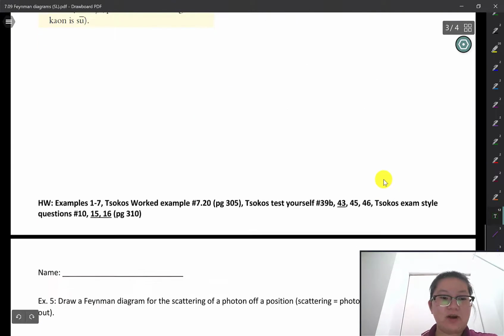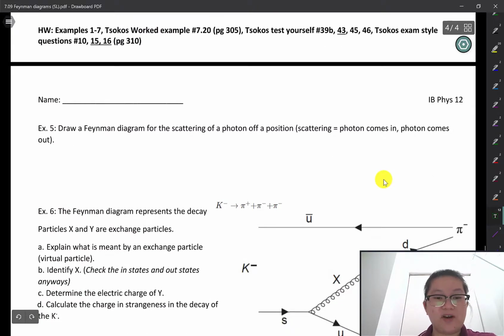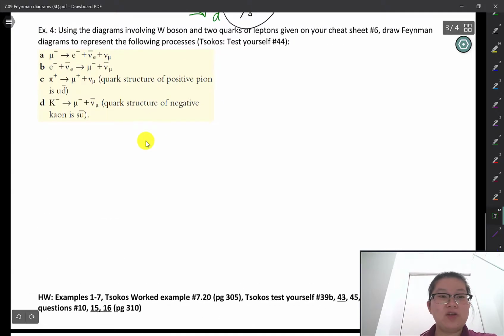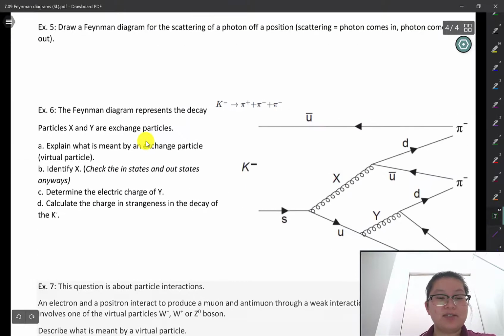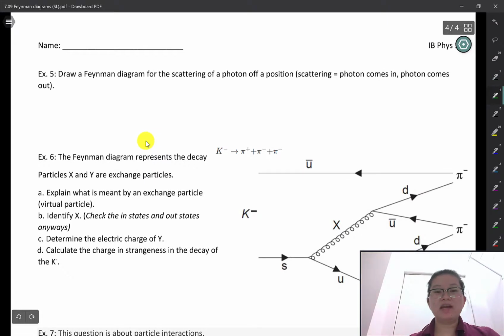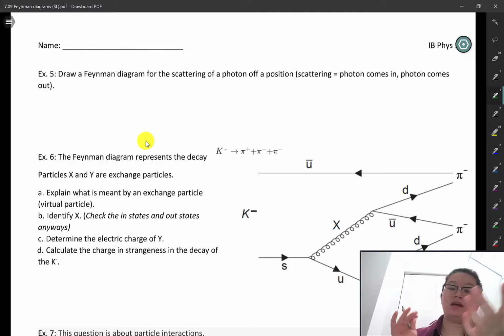All right, so I did say we're going to do example 5 before we go on and do the long example 4, long example 6, and 7 questions. So with the idea of scattering, the photon may get, say, absorbed by the positron, and then later in time it gets re-emitted out again as a photon, so that there is some interaction between the two.